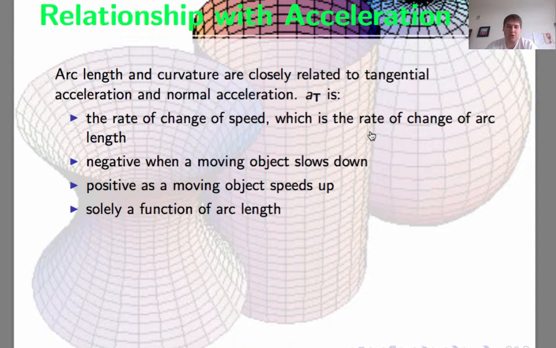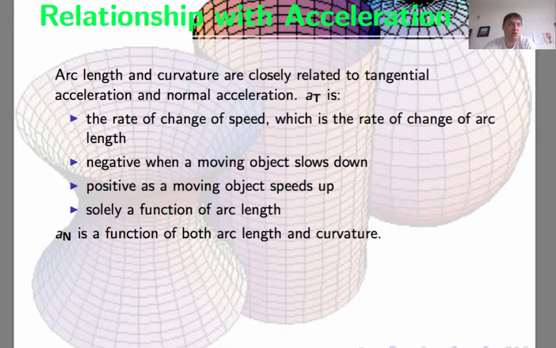You'll also notice that a sub t is negative when a moving object is slowing down, and it is positive as the object is speeding up, and it is only a function of the arc length because it's the second derivative of the arc length. And again, since arc length is some measure of distance, then it makes sense that if we take 2 derivatives of that, we would get some kind of a notion of acceleration.